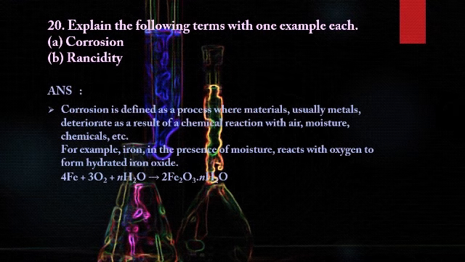Corrosion is a process where a refined metal is oxidized by atmospheric oxygen to form a more stable compound such as oxides. The metal gradually degrades during the corrosion process. Rusting of iron is a good example of corrosion, where the iron is converted to iron oxide. Millions of dollars are spent annually in preventing rusting from bridges and other monuments. Example: iron in the presence of moisture reacts with oxygen to form hydrated iron oxide. The equation is 4Fe plus 3O2 plus nH2O gives 2Fe2O3.nH2O.